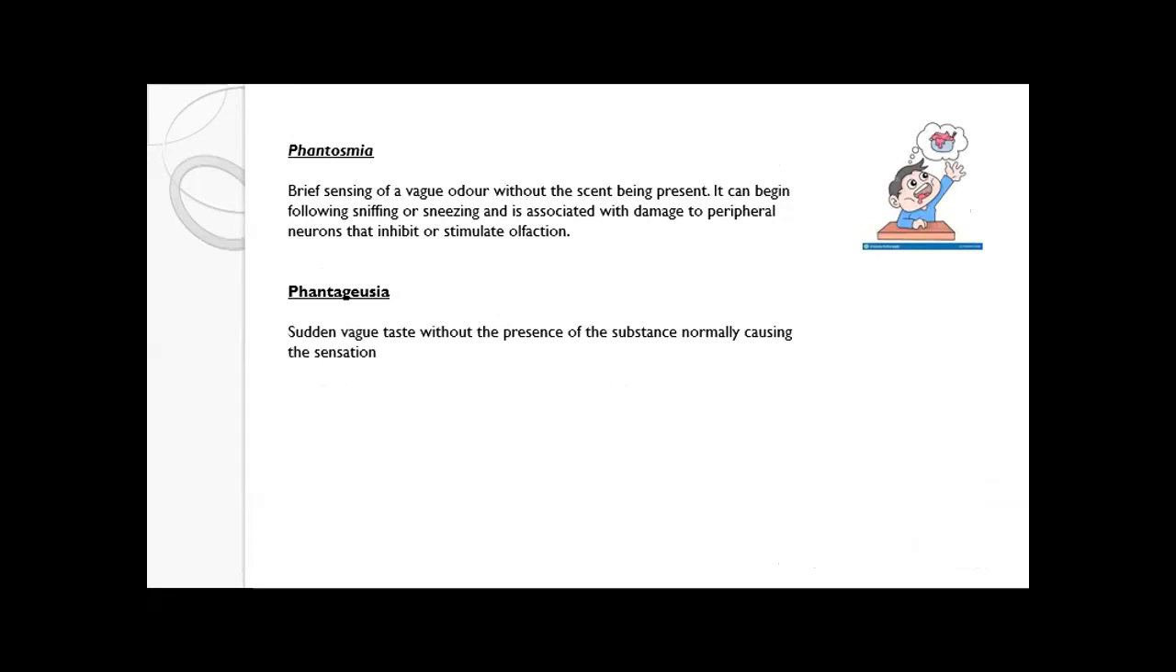Phantosmia and phantogeusia. Phantosmia is a vague odor without a scent being present. It can begin following sniffing or sneezing and is associated with damage to peripheral neurons that inhibit or stimulate olfaction. And phantogeusia is a sudden vague taste without the presence of the substance normally causing the sensation.